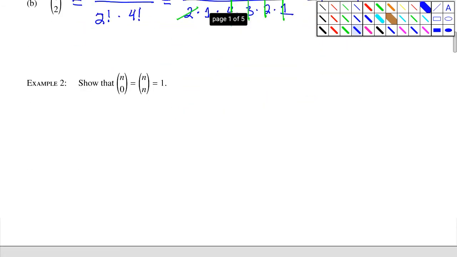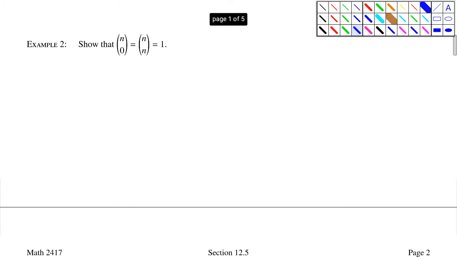Let's do a little short proof here. Show that n choose 0 is equal to n choose n, which is equal to 1. Well, I'll just do the n choose 0 is equal to 1 first. So n choose 0 would be n factorial divided by 0 factorial times n factorial.